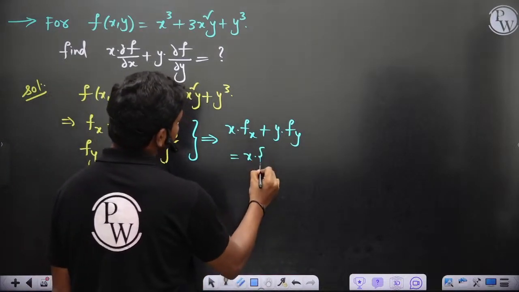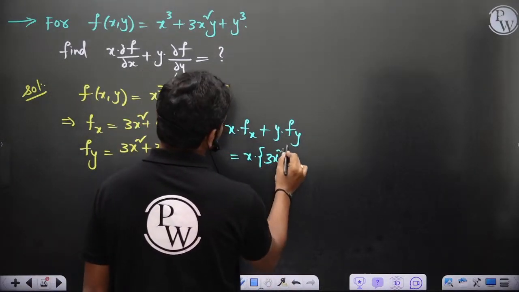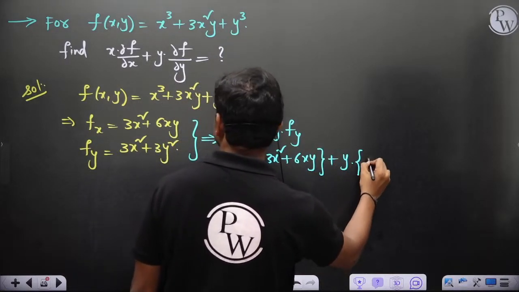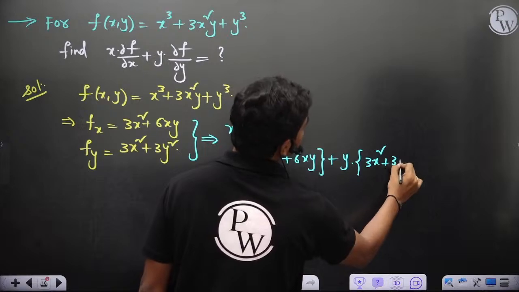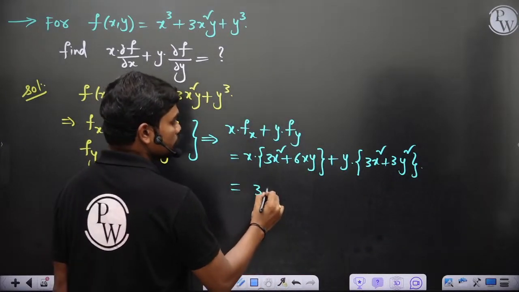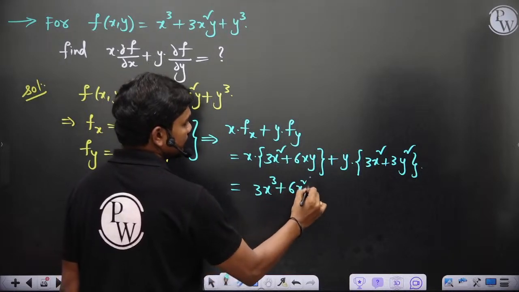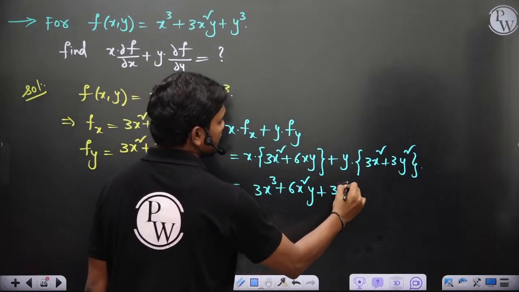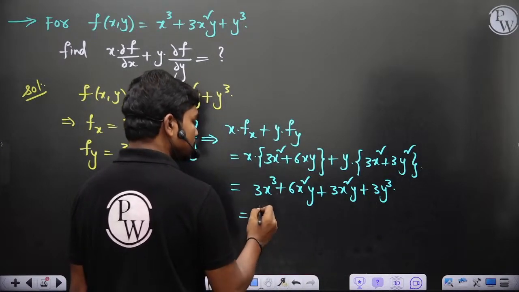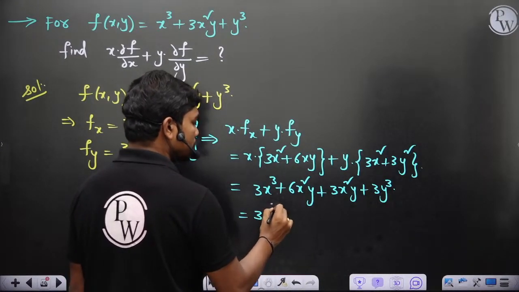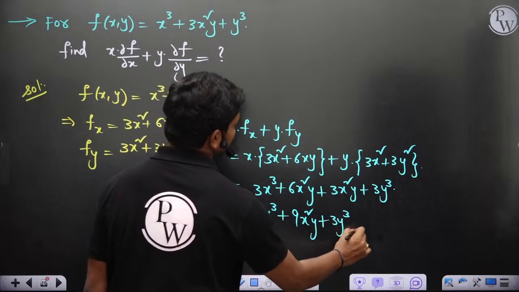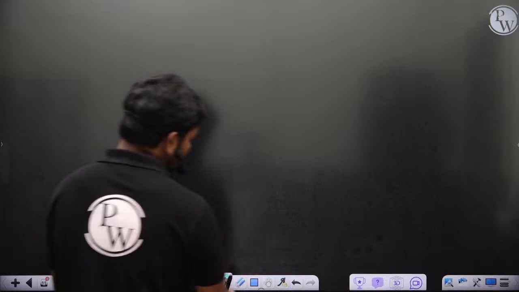So x times fx, which is 3x square plus 6xy, plus y into fy, which is 3x square plus 3y square. If you simplify this, you get 3x cube plus 6x square y plus 3x square y plus 3y cube. If you take this as common, 3x cube plus 9x square y plus 3y cube. Okay, you got this result. Fine, good.